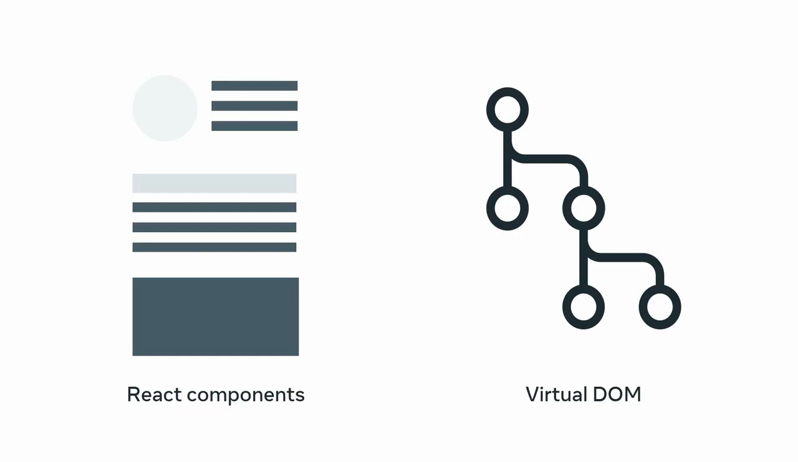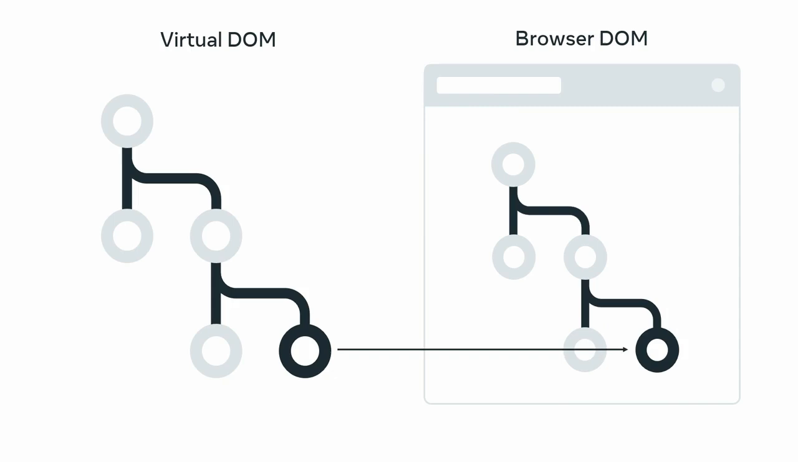You may recall that this is an in-memory representation or clone of the real DOM, which minimizes updates to the DOM itself. React uses the virtual DOM to update the browser DOM only when needed. This ensures that the update is as minimal as possible, increasing the application's speed and performance.